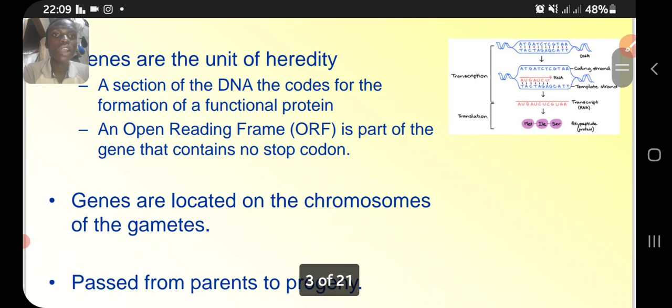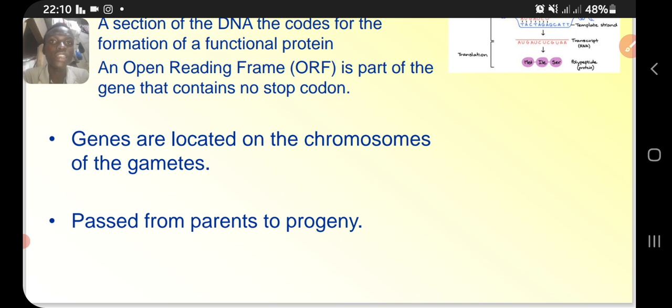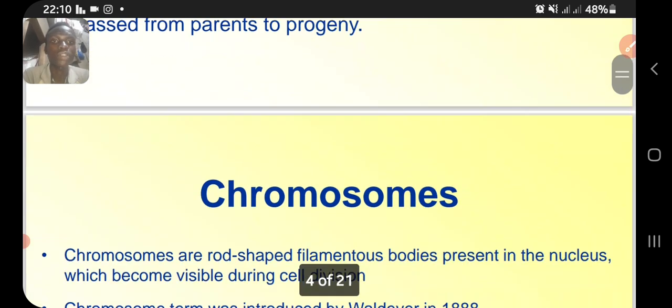If you look at the ORF, which is known as the open reading frame, it is the part of the gene that contains a non-stop codon. So genes are located in chromosomes of gametes. Yes, this is very key. You need to understand this, that genes are located on the chromosomes of the gametes. Genes located there are passed from parents to their offspring or the progeny.